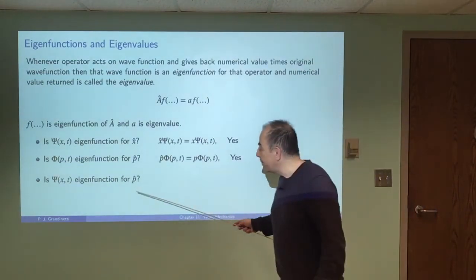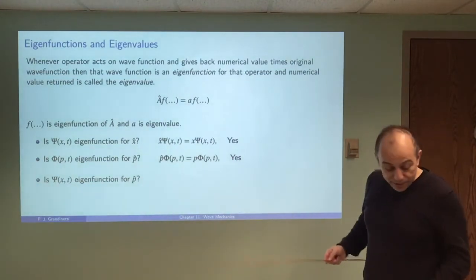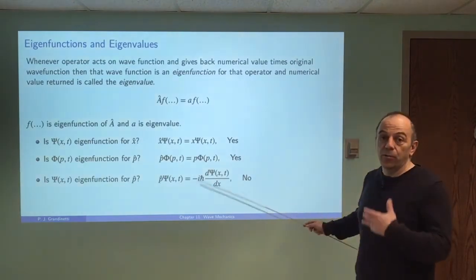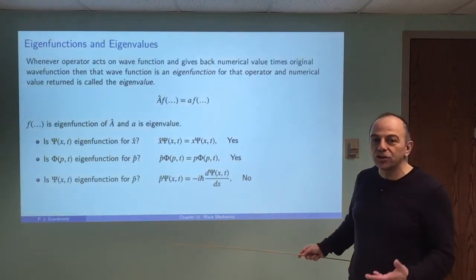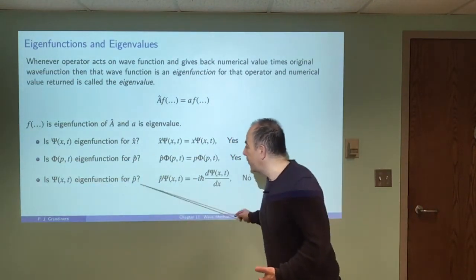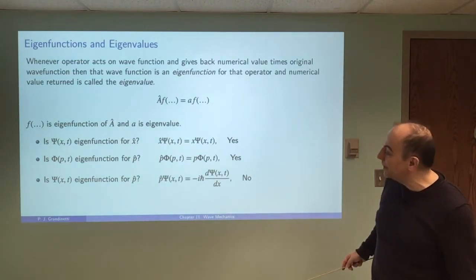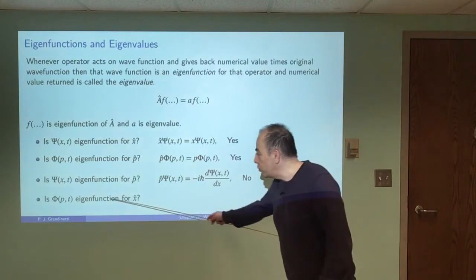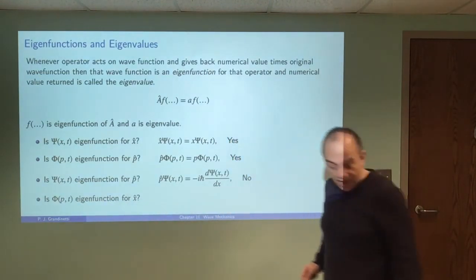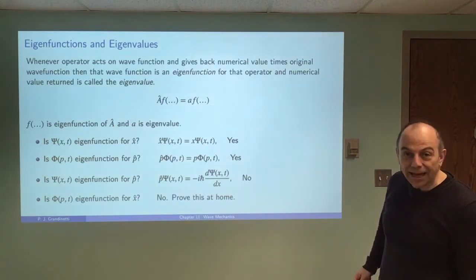But now we've learned that if P operates on the wave function in the position basis, it ends up taking the derivative, and you very likely do not get back the same function. So it is not an eigenfunction of the momentum operator. So the position basis eigenfunction is not an eigenfunction of the momentum operator. Similarly, you can show that the wave function in the momentum basis is not an eigenfunction for the x operator, the position operator, and I'll let you prove that one at home.